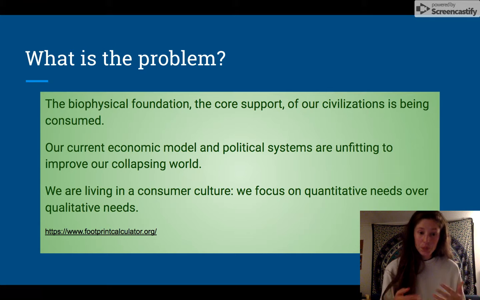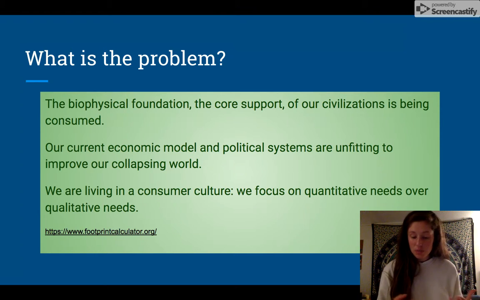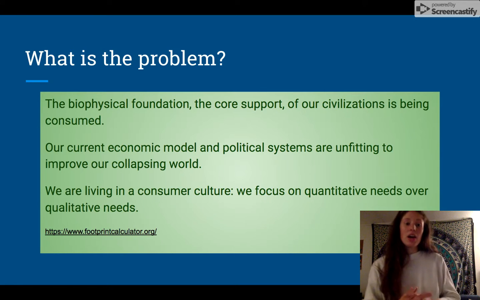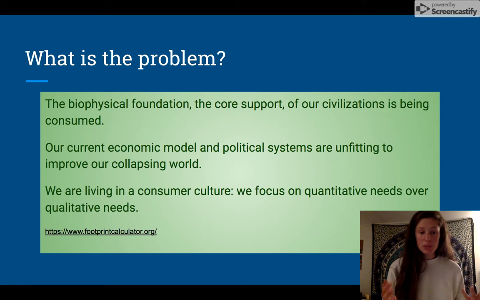Right now, we're living in a consumer culture, which means we are focusing more on the quantitative needs over the qualitative needs. So if we continue to live like this, not only will our ecosystem collapse, but our resources will continue to disappear, our population will likely decline, and we'll have an economic and social regression. So that's why we believe this theory has been developed.